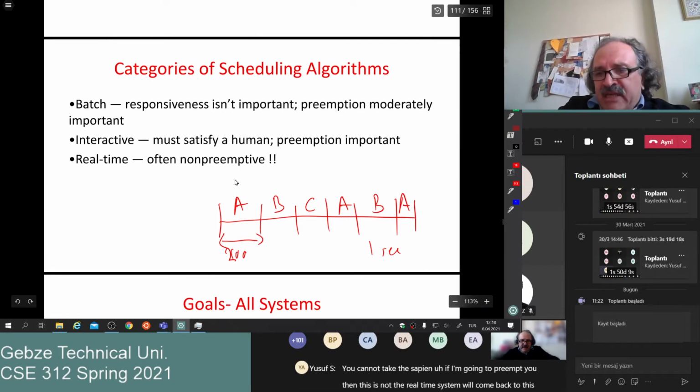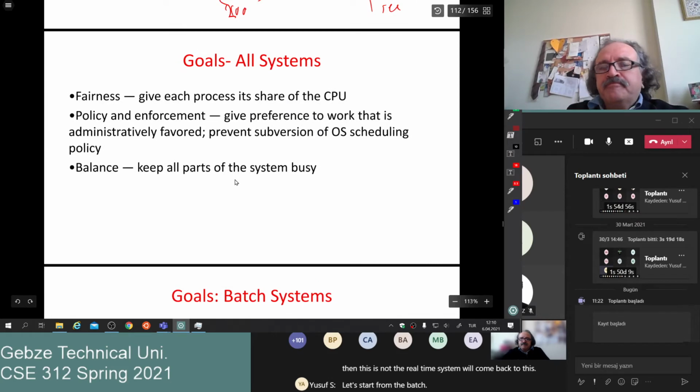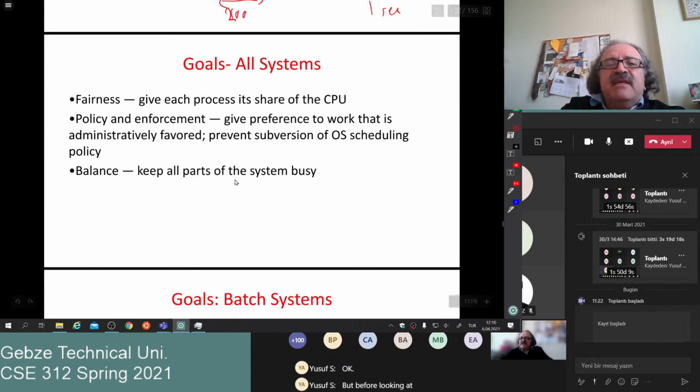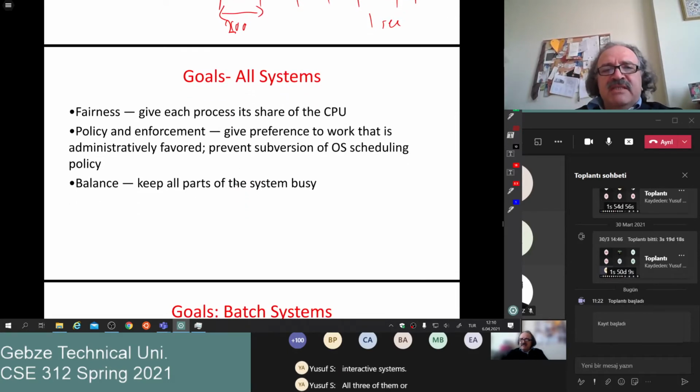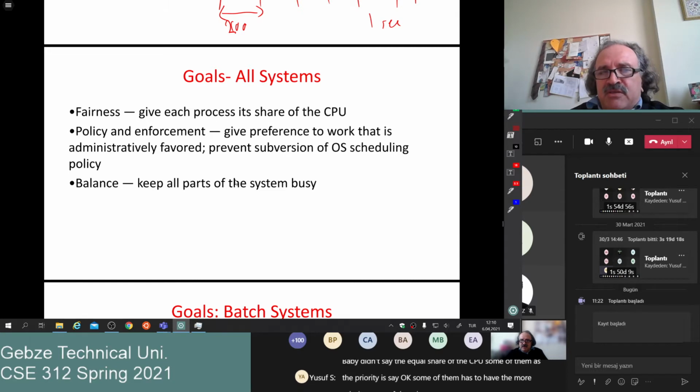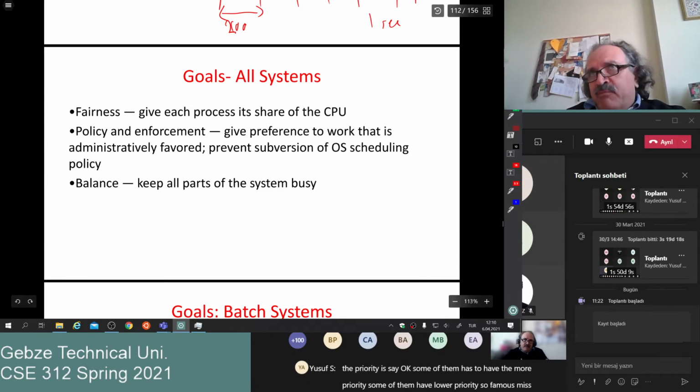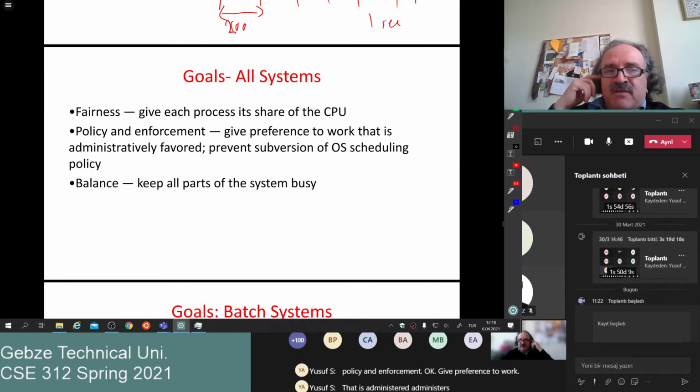Let's start from the batch systems. But before looking at those specific batch, real-time, or interactive systems, the goals for all three of them are the same: fairness. Give each process its share of the CPU. And we didn't say an equal share of the CPU. As the priorities say, some of them have to have more priority, some of them have lower priority. So fairness means that whatever I have promised, I should do. That's the policy and enforcement. Give preference to work that is administratively favored.